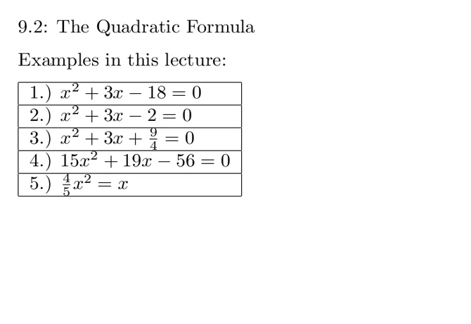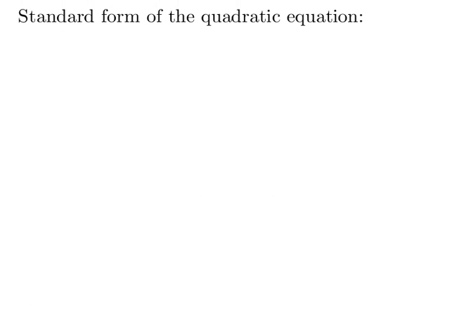So, we've seen a quadratic equation before, but let's go ahead and just review it quickly. The standard form of the quadratic equation is ax squared plus bx plus c equals 0. Now, let's move that up a little bit. A quadratic equation is always going to have the highest power of x being 2.